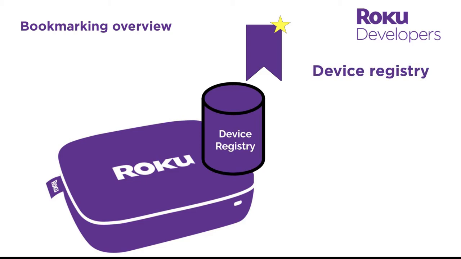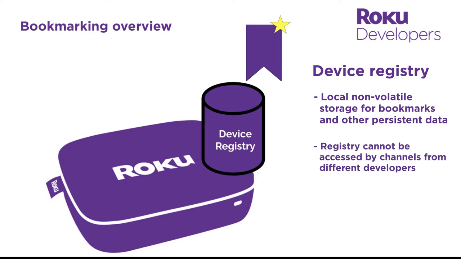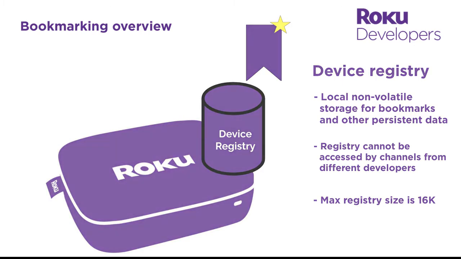The device registry can be used to store small pieces of data like bookmarks on a Roku device. Channels can write data to a separate, secure section in the device registry. This section cannot be accessed by channels from other developers. The maximum size of each channel's registry is 16K bytes. Therefore, channels need to minimize the amount of data stored and the frequency it is updated.